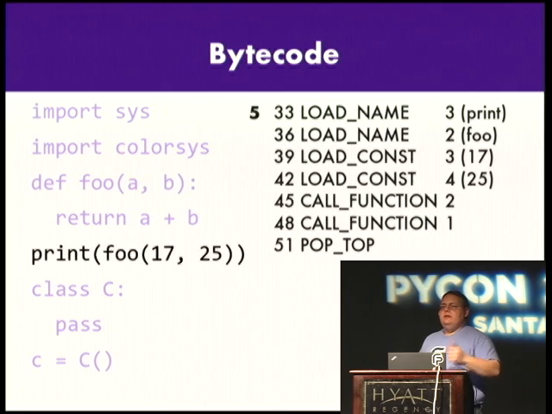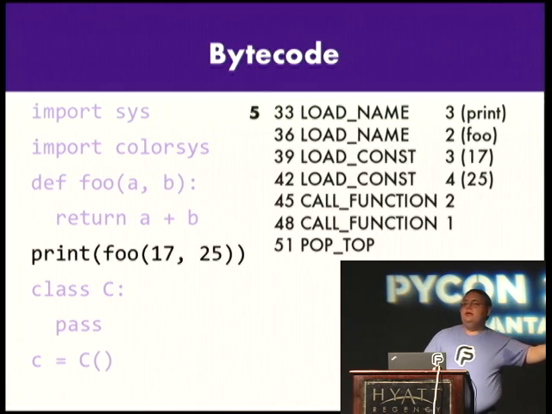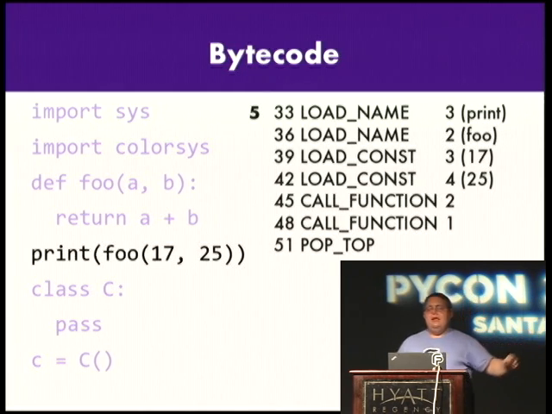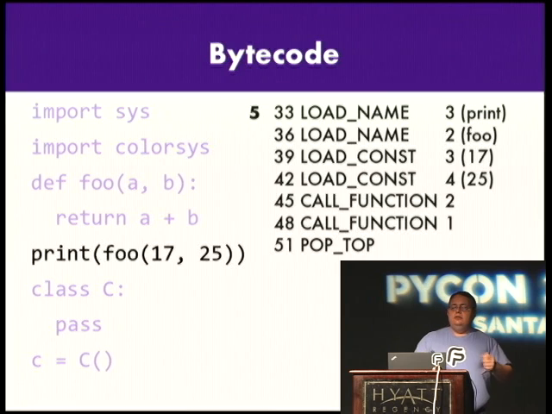So load name is loading, that's the opposite of store name. We're loading variables and pushing their values onto the stack. So we call load name print, and that pushes the callable object on the stack. Then we call load name foo, which pushes that callable onto the stack. Now we load the 2 constants, 17 and 25, and we call function.